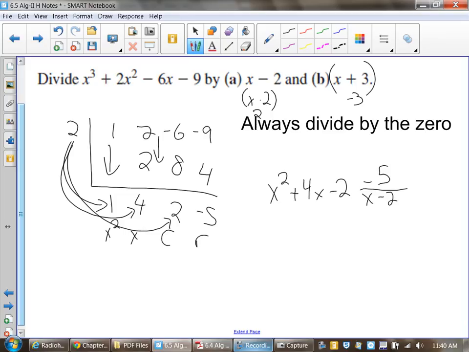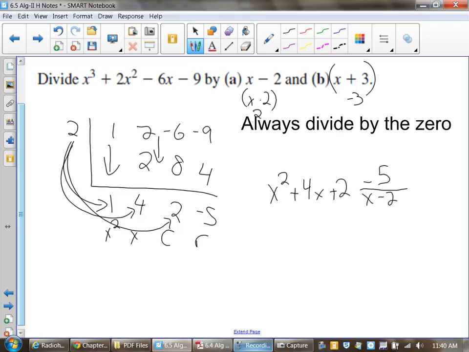If there's a remainder, that's what that would look like. If there wasn't a remainder, what would be in that last spot? It would be a 0. Why is the 2 negative? No, there's no equals. That's your remainder.